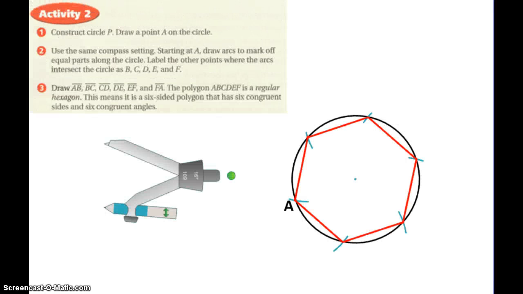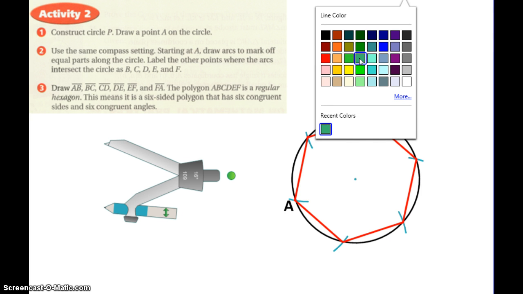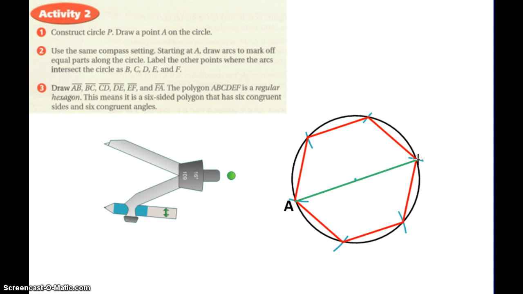Alright, now, how can we justify that this is in fact a regular hexagon? Okay, well first off, we had the same compass setting when we marked all the way around. Okay? Now it says, go ahead and draw diameters AD, BE, and CF. So let's go ahead and do that. I'll get a different color line here. So we want to draw AD, so A should have been directly across from it there.